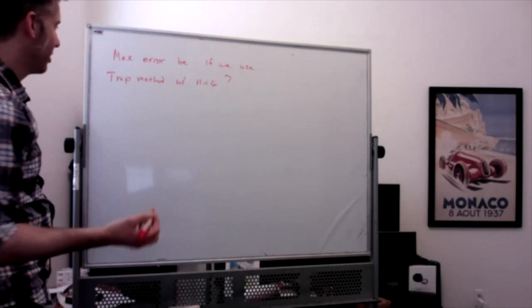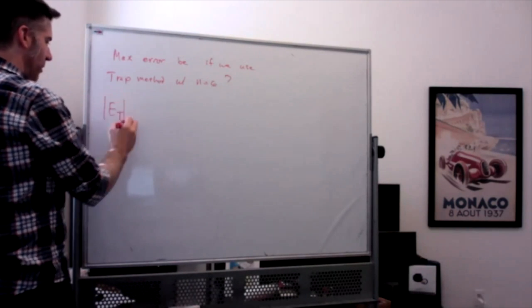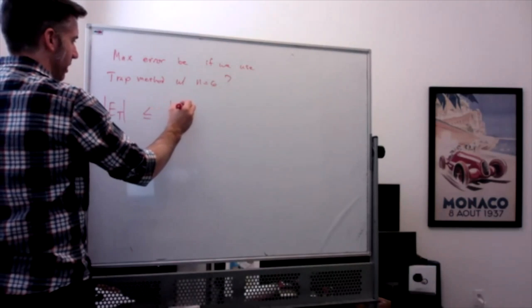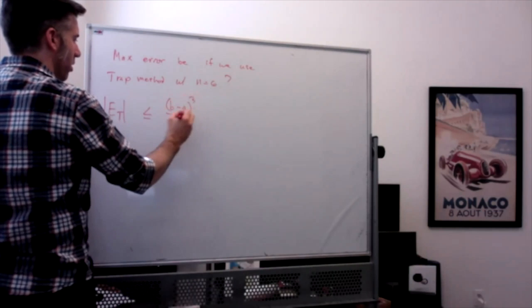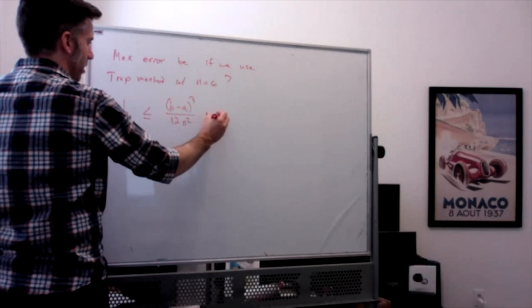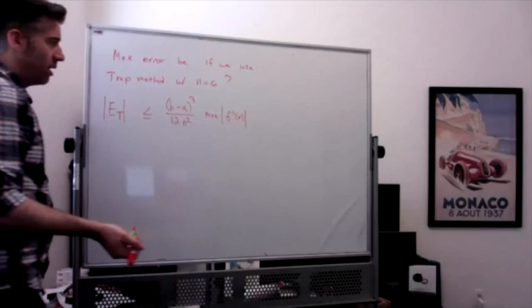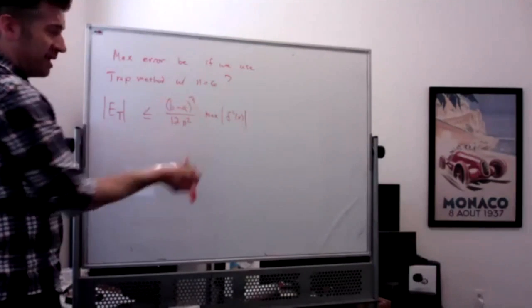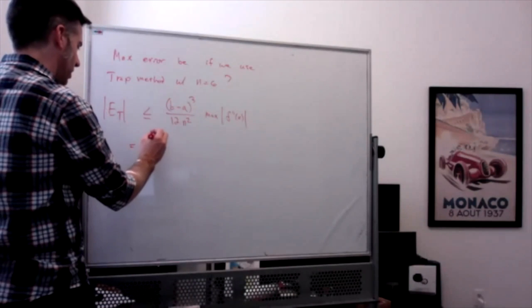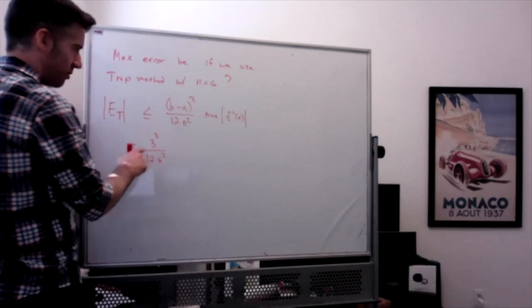Okay. So we know that the error formula using the trapezoid method is that the absolute value of the error is less than or equal to b minus a cubed over 12n squared times the maximum of the absolute value of the second derivative. Most of this is pretty straightforward. b minus a is 3, so we have 8 minus 5. So we have 3 cubed over 12 times 6 squared. We can simplify that in a minute.